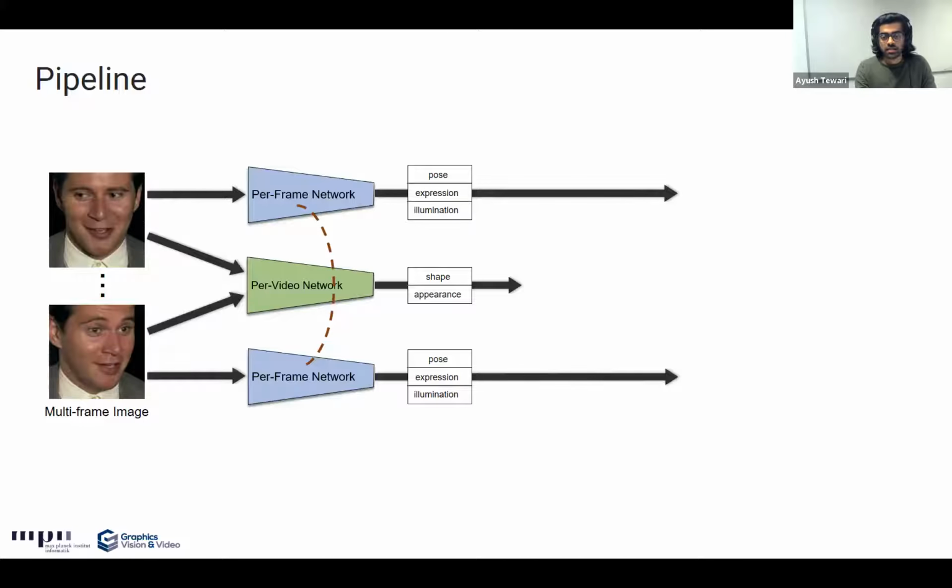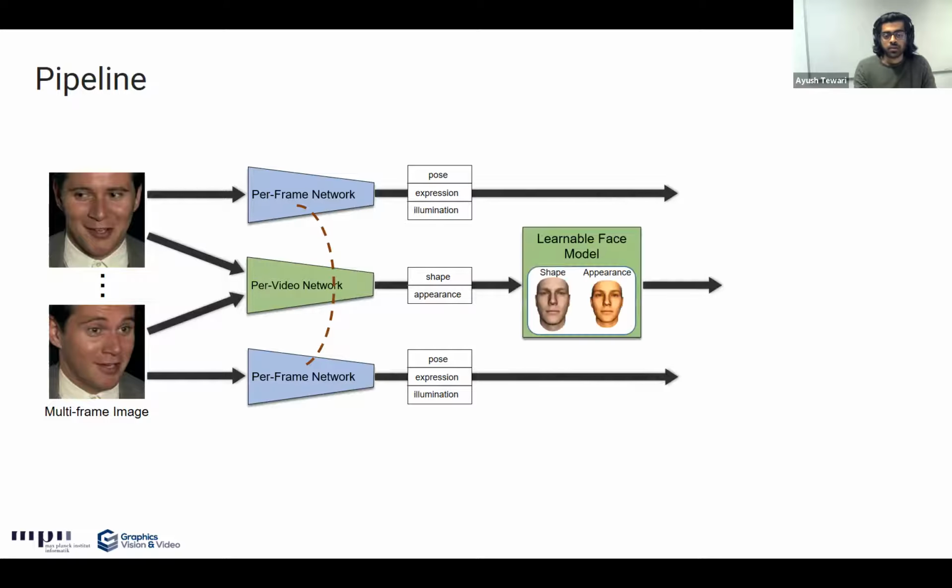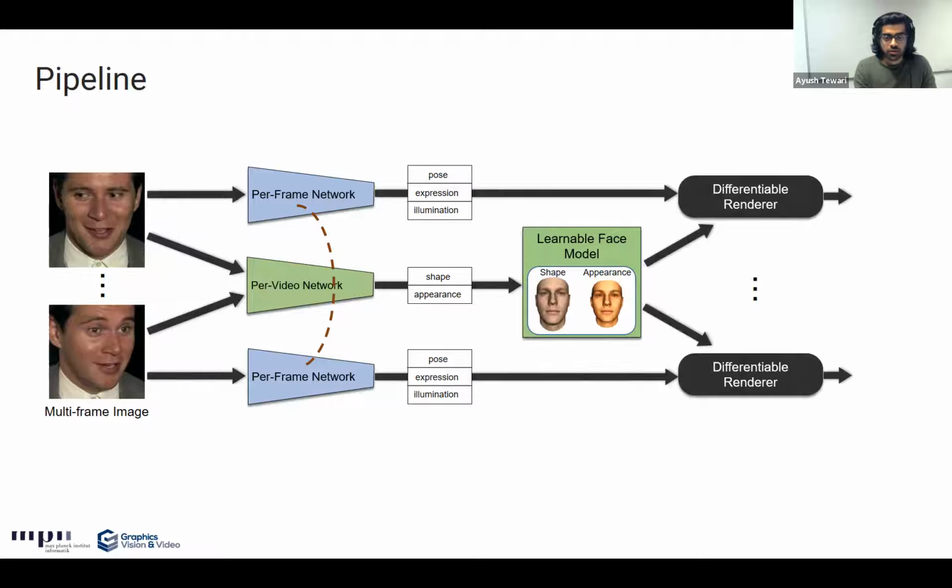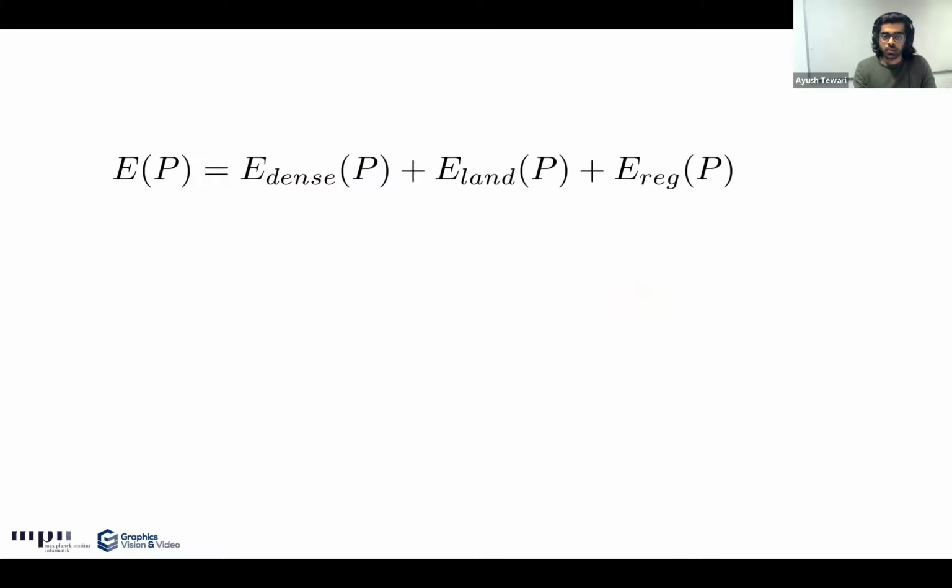Then we have the Siamese per-frame network, which estimates properties that are different for each frame. These could be properties like pose, expression, and scene illumination. We have a learnable face model now, which is initialized from zeros, as I said. Like last time, we're going to use a differentiable renderer, and we'll use this to define the loss in the image space. The loss function is also very similar to the previous setting.